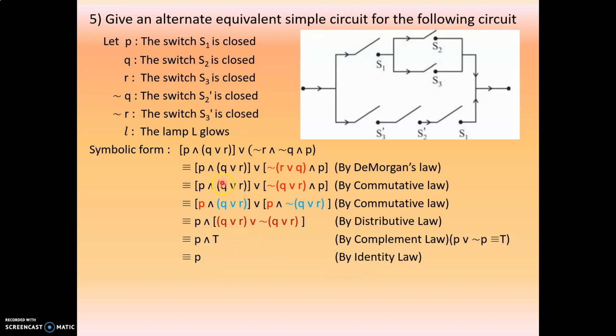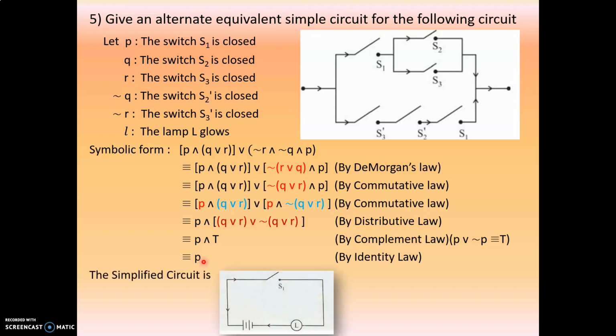So now this statement pattern, or the symbolic form of this, is equivalent to a simple circuit, a one switch circuit. That is, only P is here, that means S1. Only one switch will be there. So you have to draw that simple circuit for this one. So this is the simple circuit.